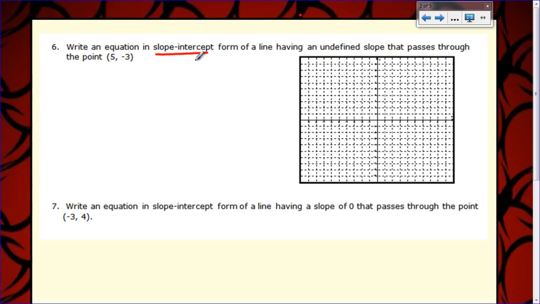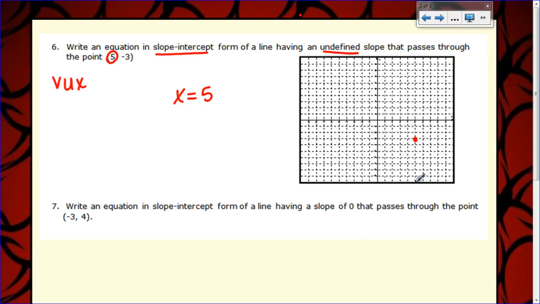We want an equation in slope-intercept form of a line that has undefined slope that passes through the point 5, -3. I don't really know why this graph is here. It's not really going to help you with this problem at all, because undefined slope, if you'll remember, is VUX, which means it's going to be a vertical line that goes through the point 5, -3. So if you wanted to plot that point, you could. And since it's a vertical line, that means the equation is just going to be x equals whatever the x value of the point happens to be. Well, the x value of that point happens to be 5, so the equation is just x equals 5.